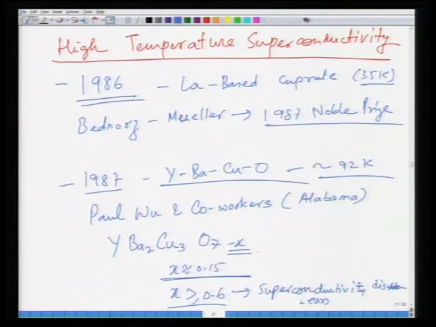Now, following these discoveries, a flurry of activity took place on understanding the physics of these materials, how the superconductivity takes place. Many attempts have been made to understand the physics of these materials. However, unfortunately, there is no consensus on the physics of how superconductivity occurs in these materials. They are typically type 2 superconductors, but the physics of these materials is not known.